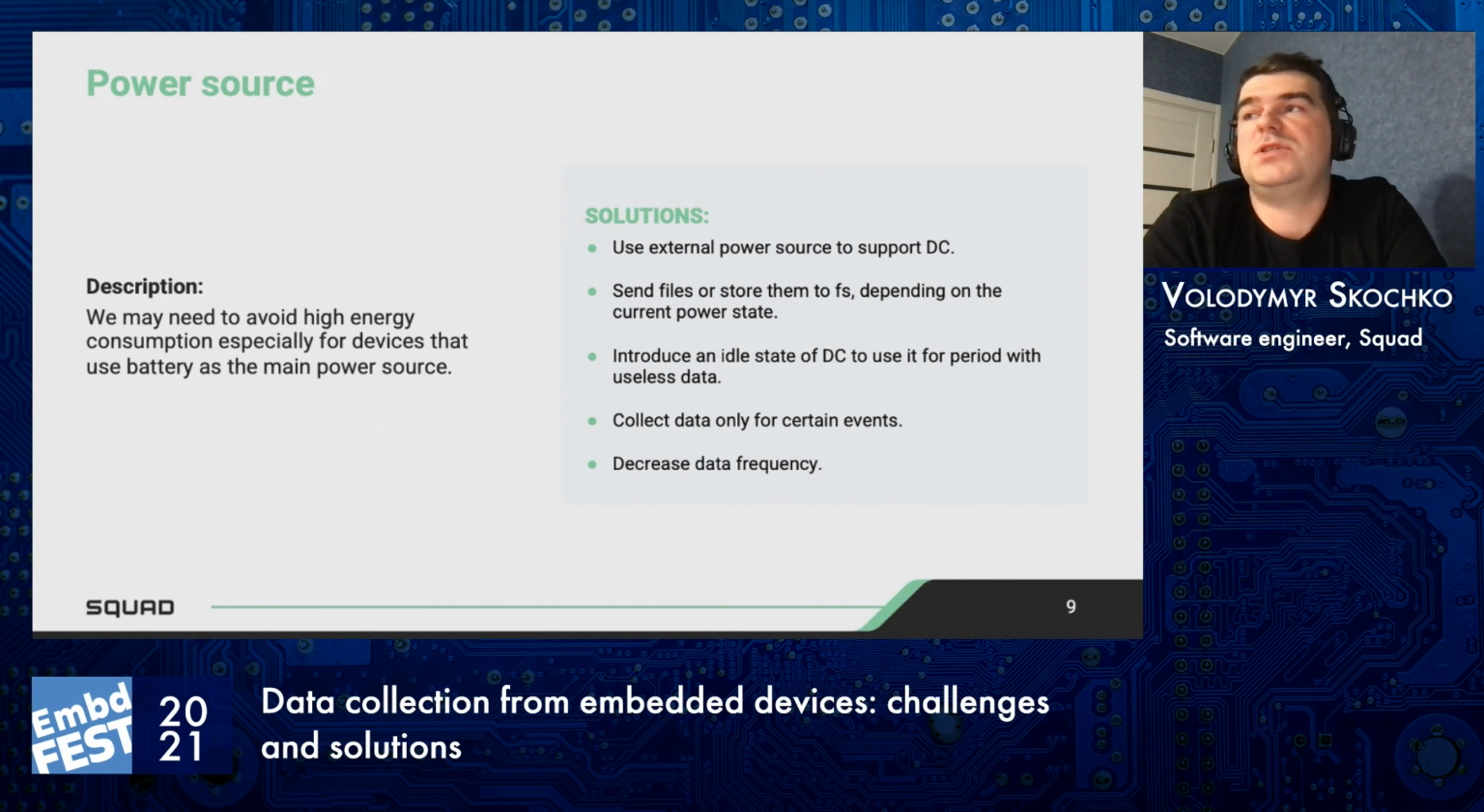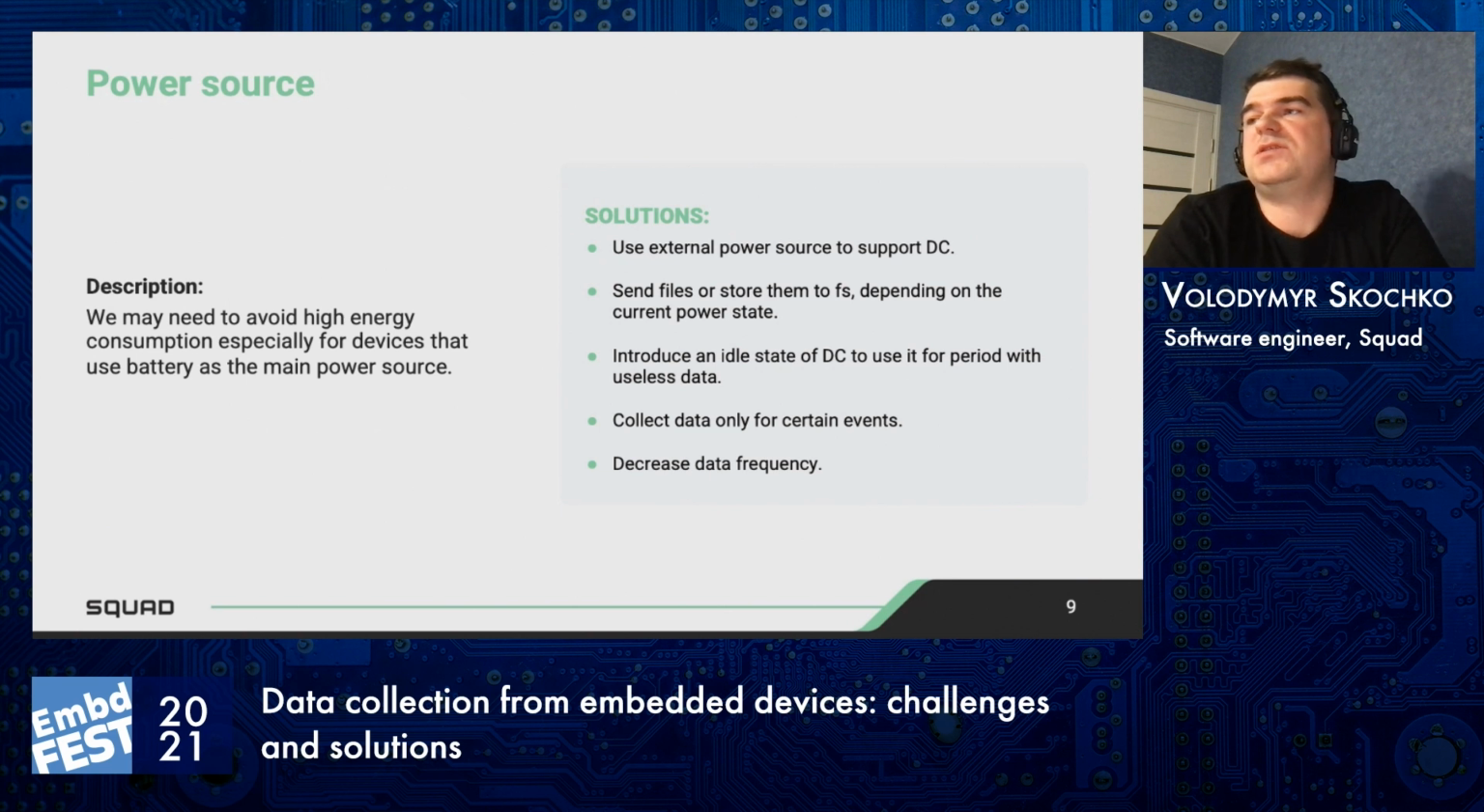First, we can use some additional external power source to support data collection. In such a way, we will be sure that our device will get enough energy. The second one, we can send files or store them to file system depending on our battery state. So we can check what is the current state, and based on that choose different transfer.